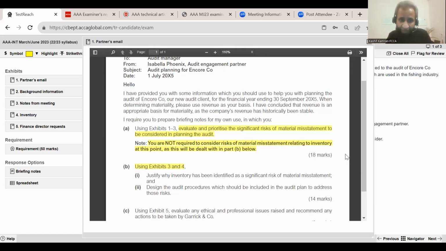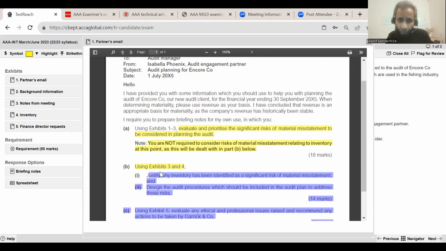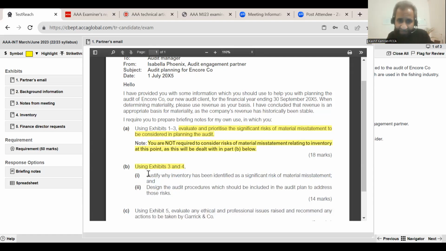Now, your focus has to be on justifying why inventory is identified as significant. So the focus is on justify why. Every justification will give you 1 mark. Why inventory has been identified as a significant risk. So if you give 5 justifications, you get 5 marks. It's a total 14 marks question. So suppose you give 5 justifications, you get 5 marks. So 5 will be deducted from 14. You will be left with 9, for example.